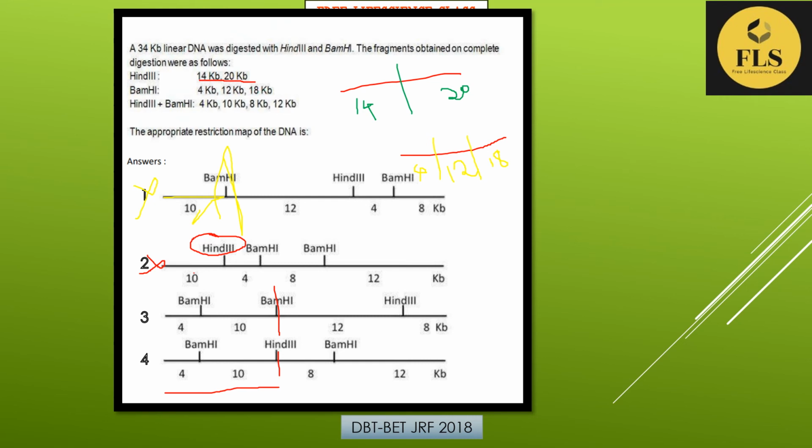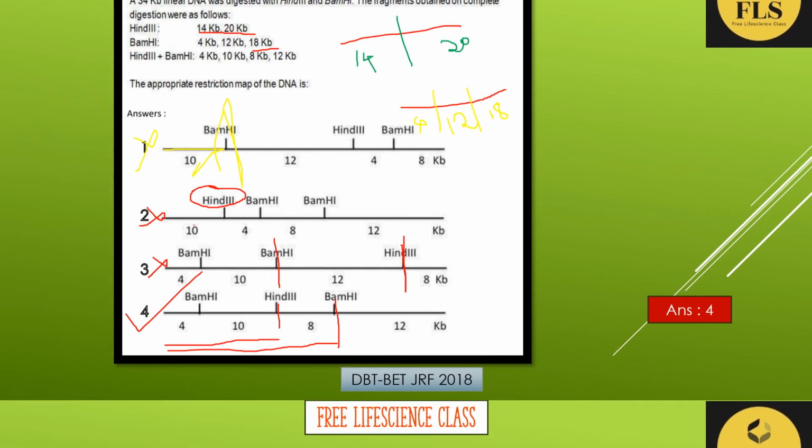If you are confused, then please look at the next one. When you cut with BamHI, here you can see 18 kb fragments. Again you can see 18 kb fragments. But if it is HindIII, then here you can see a 26 kb fragment. Is it possible to get a 26 kb fragment from HindIII? No. So it's definitely wrong. So the correct answer for this question is option 4. Okay, moving on.